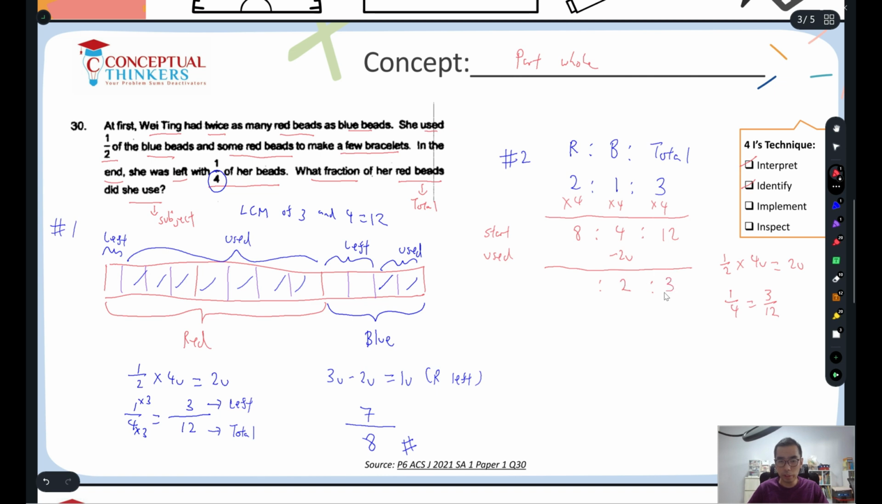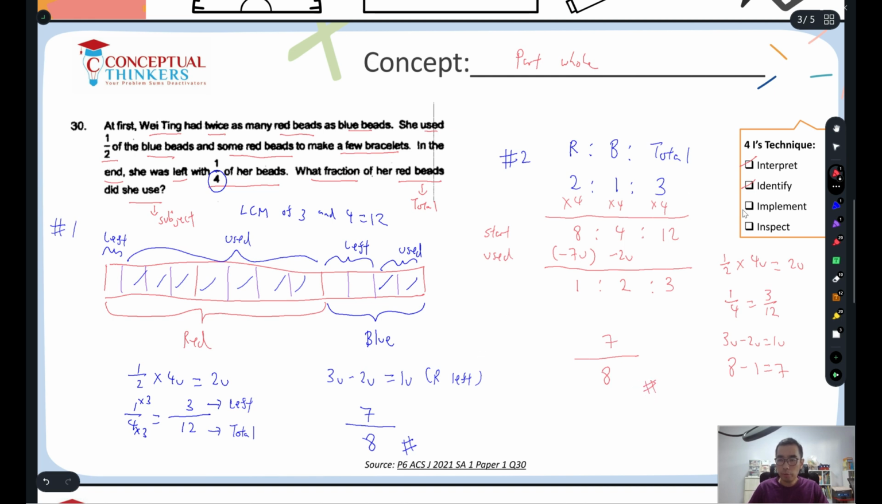So if I take 3 minus 2, which is this step, this will give me 1. If you look at the difference, we will take 8 minus away 1, so we get 7. This means that this part here will be minus 7 units. So that's why my fraction here will be 7/8.